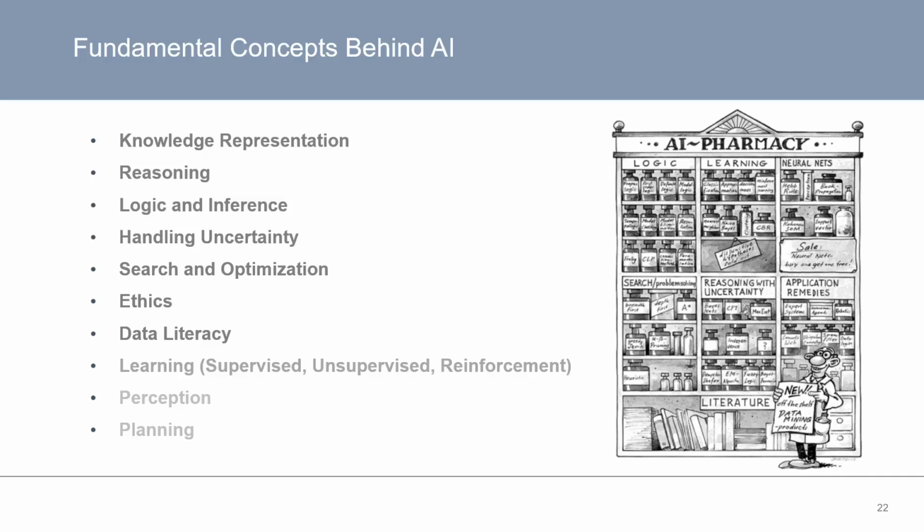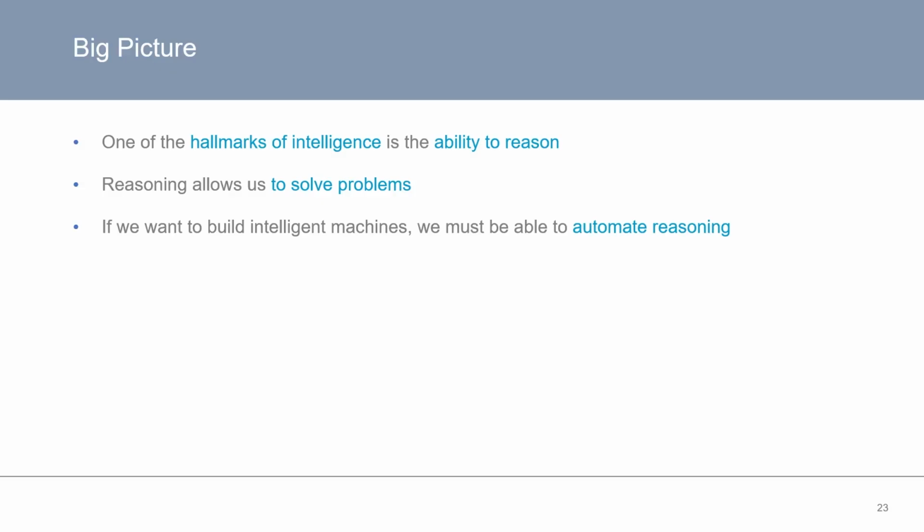In this lecture series, we'll be focusing more on the concepts towards the top of the list, with less focus on learning, since we leave this to other machine learning courses, as well as less attention being paid to perception and planning, despite all of these being important to the field as a whole. From a big picture perspective, one of the hallmarks of intelligence is the ability to reason. Reasoning allows us to solve problems. And if we want to build intelligent machines, we must be able to automate reasoning.